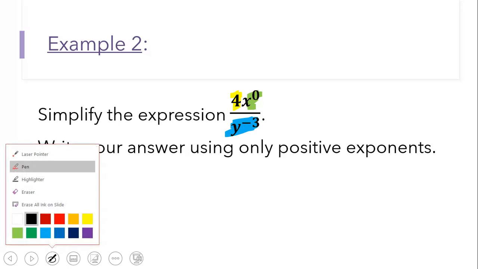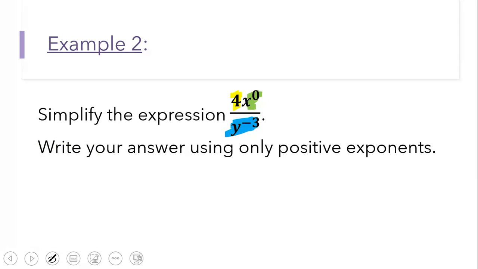X to the 0, we know is just going to be equal to the number 1. It's not x to the first. It's just equal to the number 1. So we have 4 times 1 up top. And then that y to the negative third has to move up to the numerator and become positive. Well, 4 times 1 is just equal to 4. Move that y to the negative third up top, and your most simplified version here is just 4y to the third power.